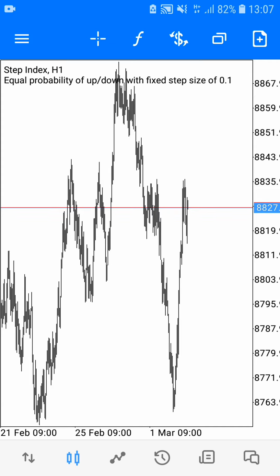Hello friends, welcome once again to Forex Clubhouse. So today's pair that we'll be doing analysis with is Step Index. Step Index is one of my favorite synthetic indices as it obeys price action more often than not.